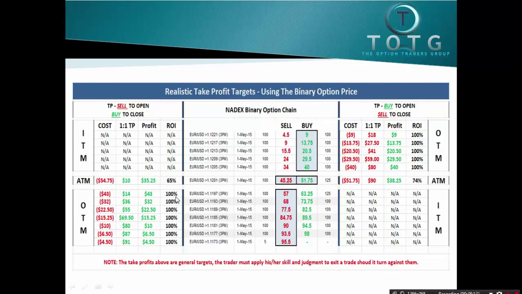Now, we talked about the out of the money when you're buying. Let's talk about the out of the money when you are selling. Here's all the out of the money contracts right here.